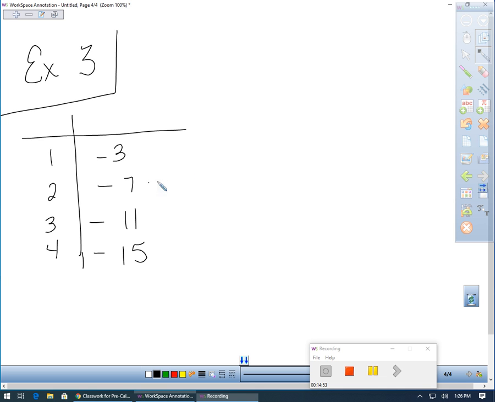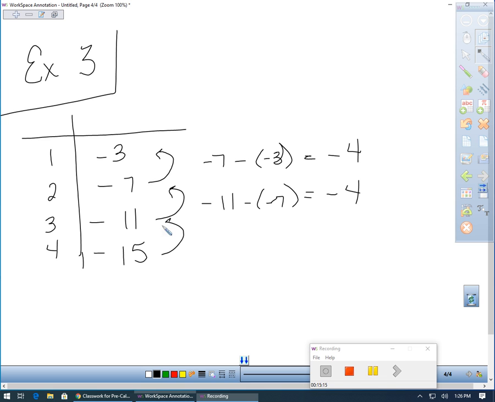So negative 7 minus a negative 3. Negative 4, good. And I like to write it out because you start to lose these negatives, right? Here, negative 11 minus a negative 7. Negative 4. And negative 15 minus a negative 11. Minus negative 11 is negative 4. Excellent. So we know we have negative 4x, or n, or whatever variable you want to use.